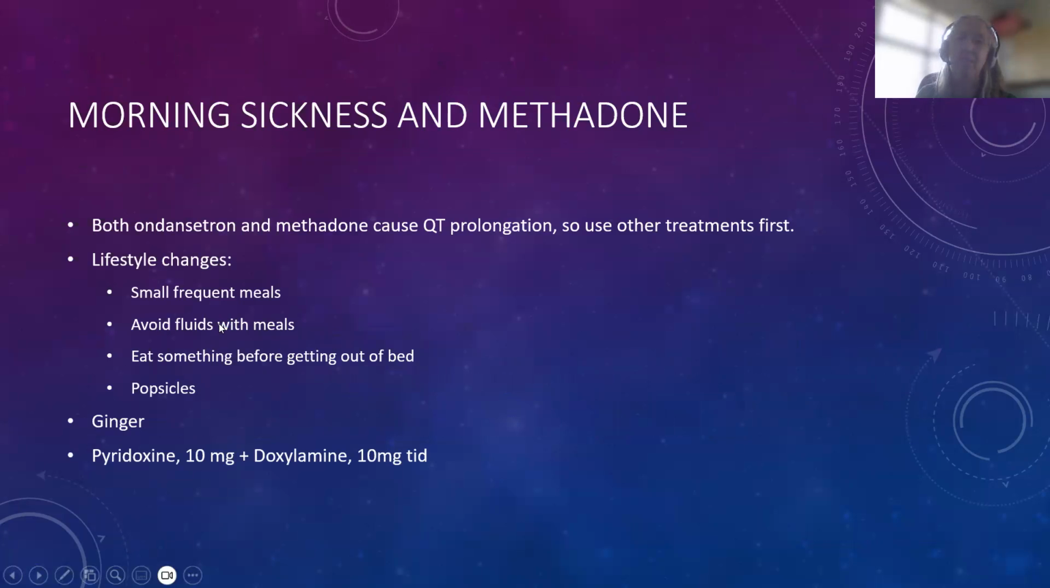Lifestyle changes: small frequent meals, avoid fluids with the meals, eat something before they get out of bed, popsicle. Ginger actually has really good evidence for morning sickness. And pyridoxine and doxylamine also have pretty good evidence. And a comment in the chat that most antiemetics prolong the QT, unfortunately, and that is true. So you really need to be cautious treating anybody with nausea who is on methadone.